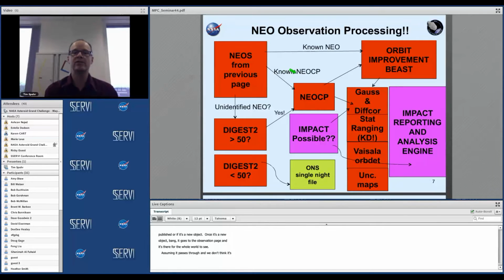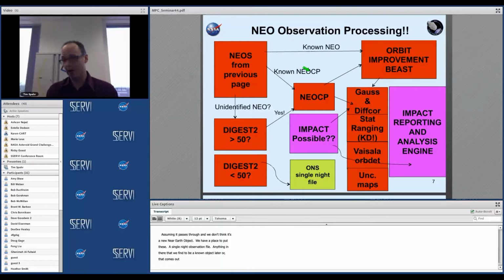Now, assuming that it passes through and we don't think it's a new near-Earth object, we have a place where we put these, which is called a single night observation file. And anything in there that we find to be a known object later, or observations of a near-Earth object, comes right out and is published. We send that back to the other pipeline.